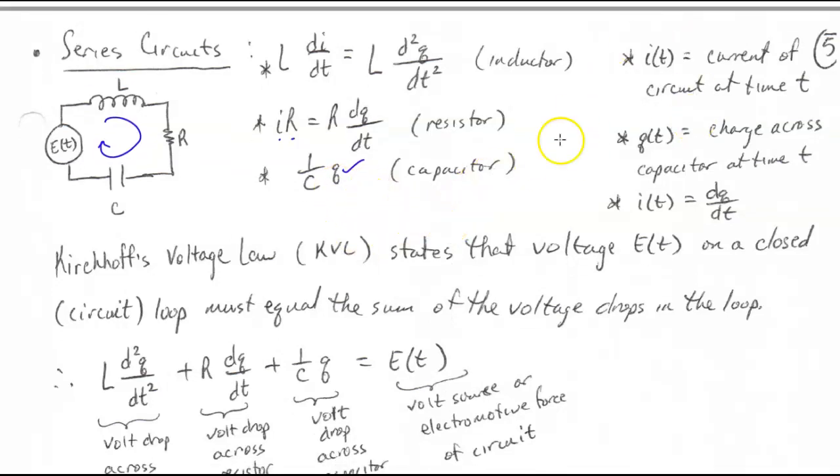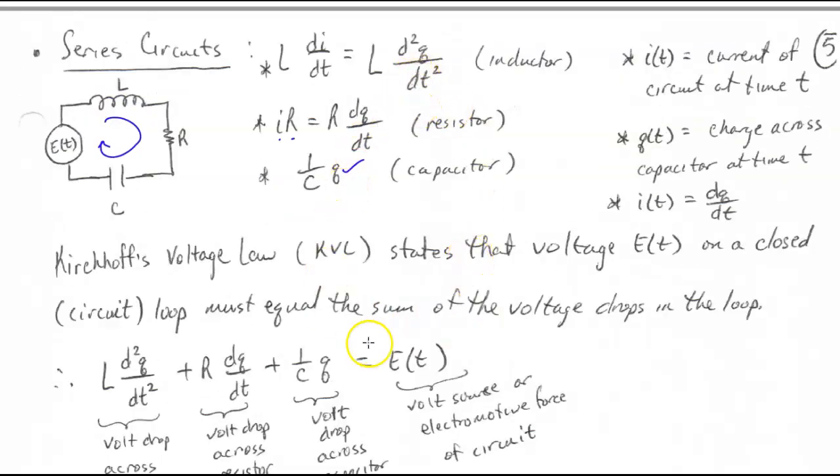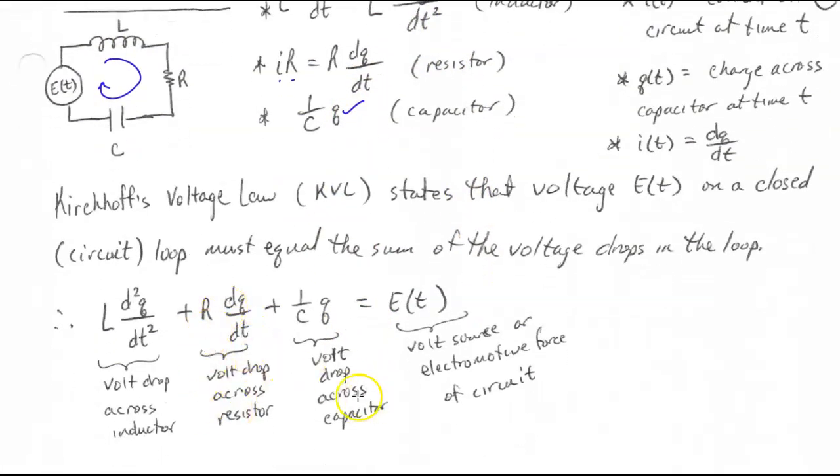And so, of course, Kirchhoff's voltage law basically says that the sum of all the voltages around a loop is equal to 0. So if we take all these relationships and add them together here, we see that we'll have a second order differential equation that we can use to model this particular circuit.